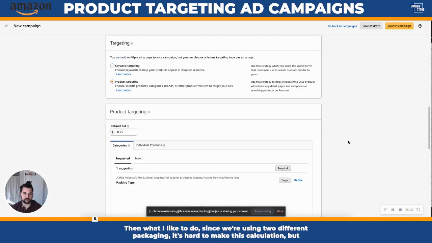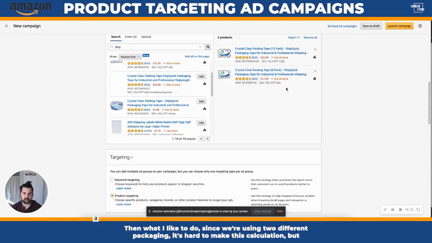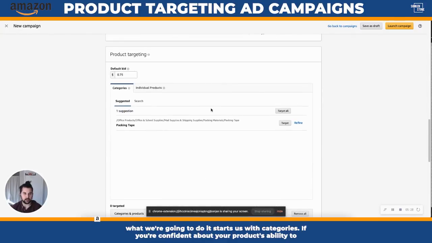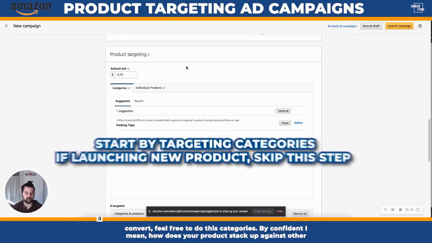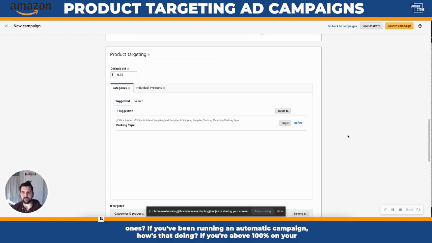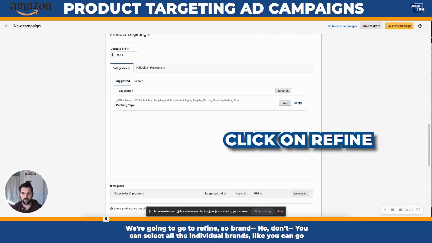And then what I like to do, since we're using two different packagings, it's kind of hard to make this calculation, but it starts us with categories. If you're confident about your product's ability to convert, feel free to do this categories. And by confident, I mean how does your product stack up against other ones? If you've been running an automatic campaign, how is that doing? If you're above 100% on your automatic campaign, then that's a good sign to leave this out. Or if you find yourself regularly going way up on your ACOS against somewhat relevant competitors, then leave this out. We're going to go to refine.